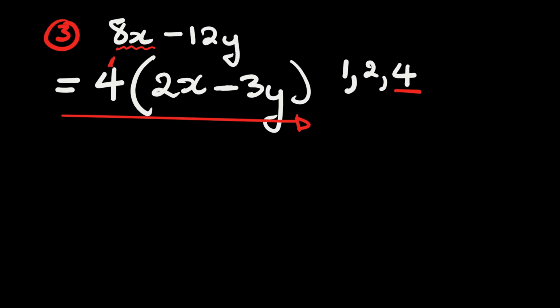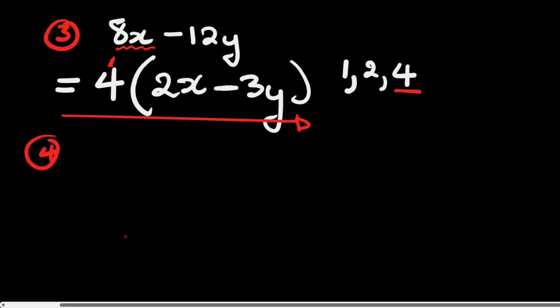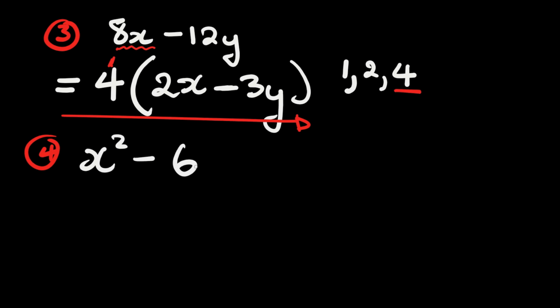Pretty easy, right? So let us spice it up a bit now. Let's use variables instead. So let's say we have question number 4, it's x squared minus 6x. What is our common factor here?